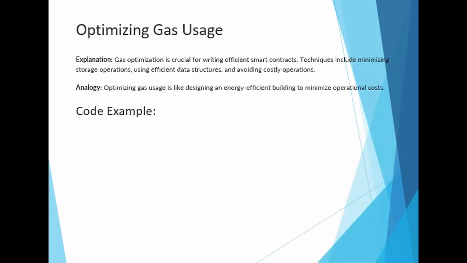Now let us optimize gas usage. It is crucial for writing efficient smart contracts. The techniques include minimizing the storage operations, using efficient data structures, and avoiding costly operations. It is like designing an energy efficient building to minimize operational costs.